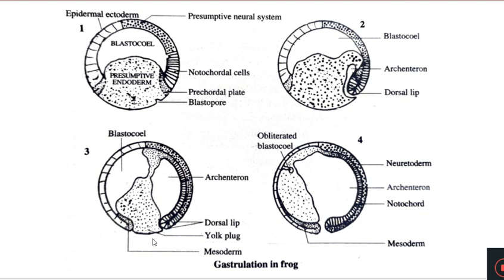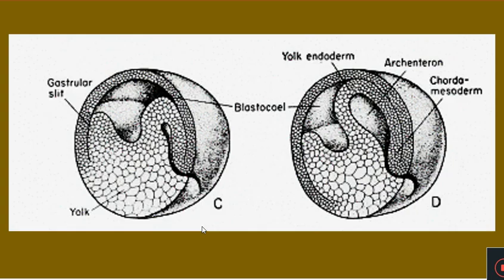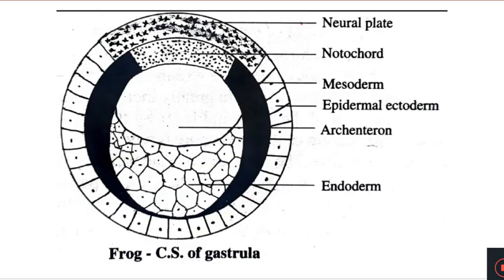So we will just go to a section. When you take a cross section through the gastrula, this is the Archenteron. Remember, this is a cross section. You cannot see the blastopore. You take that ball, you just make a cross section. You will be seeing a central cavity, that is the Archenteron. The blastocoel is now lost, or it has merged with the Archenteron.